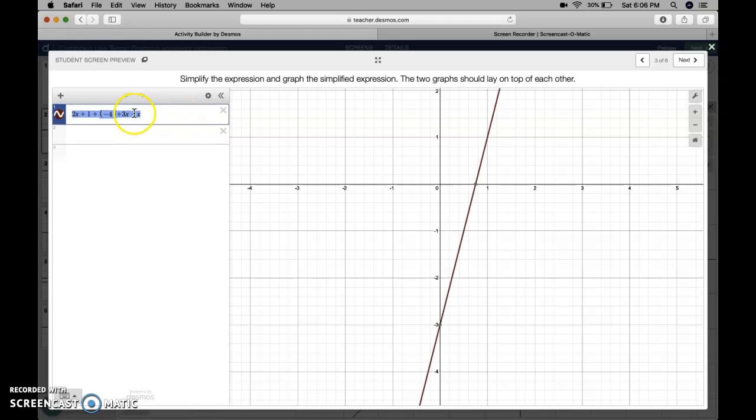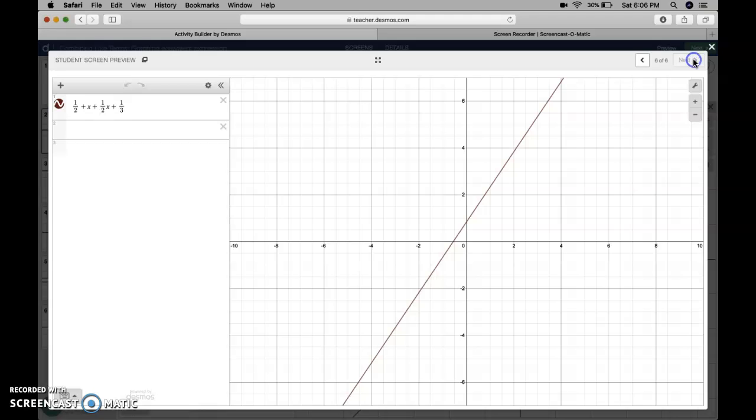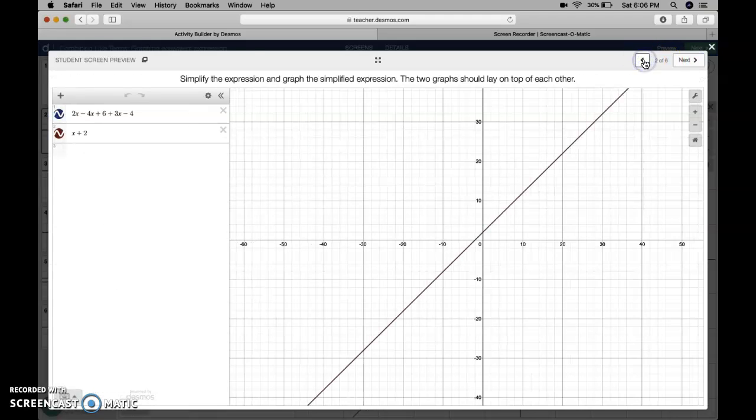You would look at this one, you'd find where the like terms are, you'd combine the like terms, you would write the simplified expression here, and then they would lay on top of each other. And then you would continue through all of the screens like that and that would be it. You would be done with the activity once you get through all those screens.